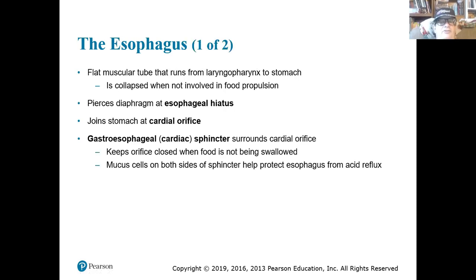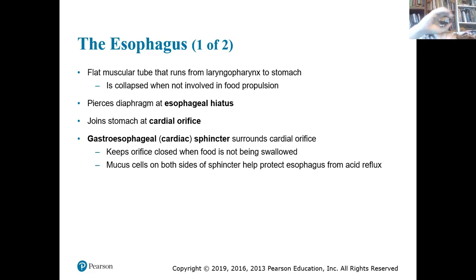All right, so what is the esophagus? It's a muscular tube, flattened, that runs from the laryngopharynx to the stomach. You might remember when we talked about the respiratory system, we talked about C-shaped cartilages. The part right here that is not cartilage, that is smooth muscle. That is soft tissue, that is part of the esophagus right there.